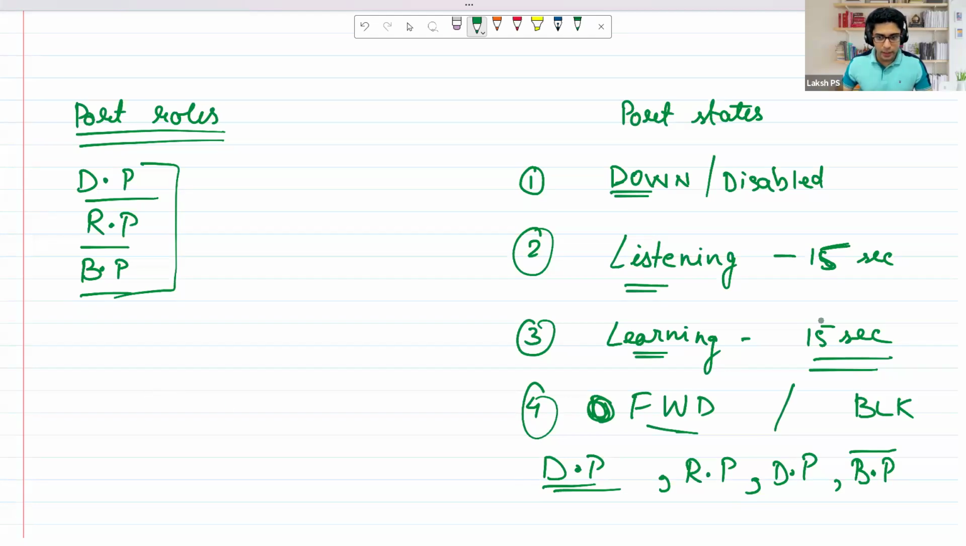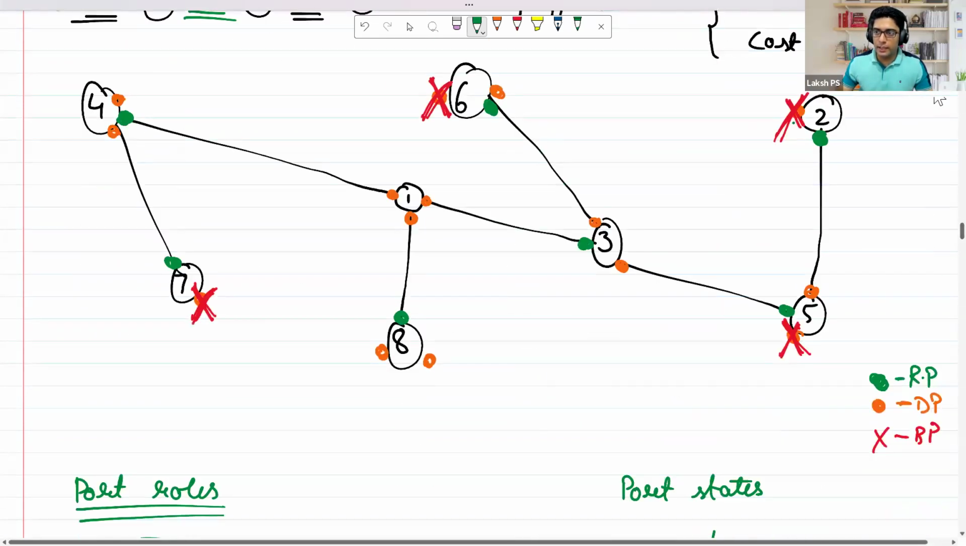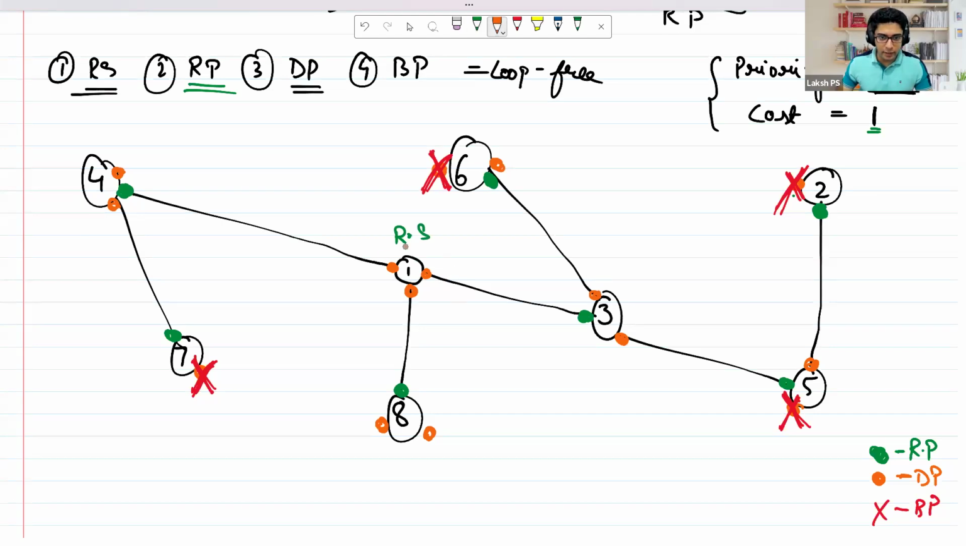So if it is a root switch, let's go back over here. Let's say the spanning tree election is happening between all these switches. The moment this switch is selected as the root switch, all the interfaces of this root switch will go through the listening state, learning state, and then they will go into a forwarding state. When they go into a forwarding state, all these interfaces go into the designated port role.